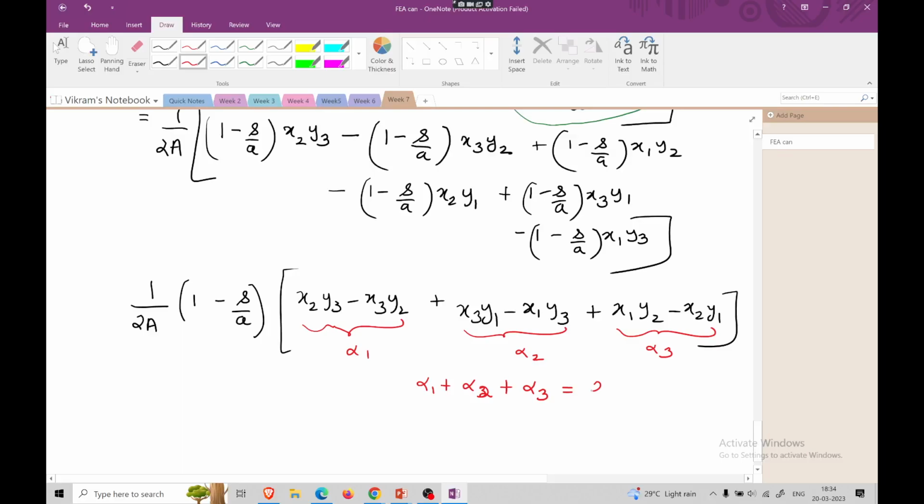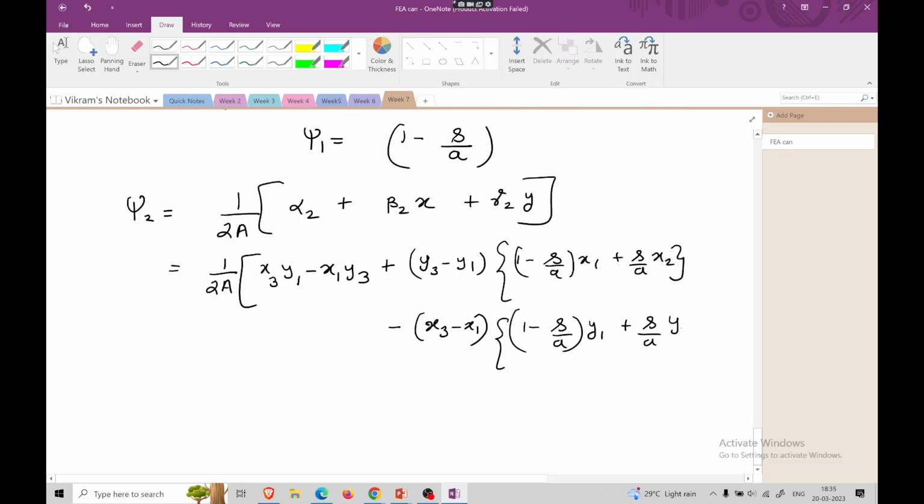So alpha 2 is x3 y1 minus x1 y3, beta 2 will be y3 minus y1, x I as usual substitute, 1 minus s by a into x1 plus s by a into x2, and y is 1 minus s by a into y1 plus s by a into y2. So we will expand this.